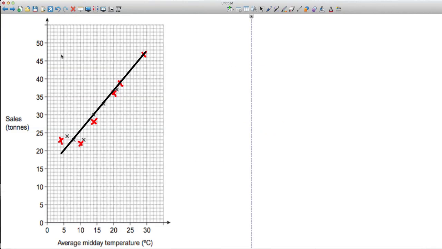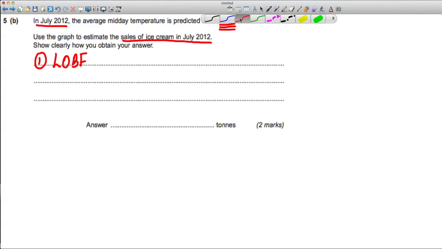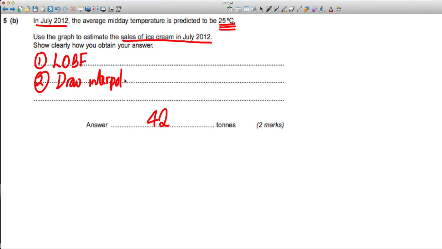Now, to get any marks for a scatter graph question, you have to draw interpolation lines on. So 25 degrees, let's draw a line up, and then let's read across, and we're getting approximately 42 when I do that. So you get 1 mark for your line of best fit, and then 1 mark for 42 tons. And make sure you draw lines on the graph. Draw interpolation lines on, or you will not get your mark. Okay? In fact, in the mark scheme, you are allowed anywhere between 40 and 44 tons, but 42 seemed exactly right from what we've drawn.